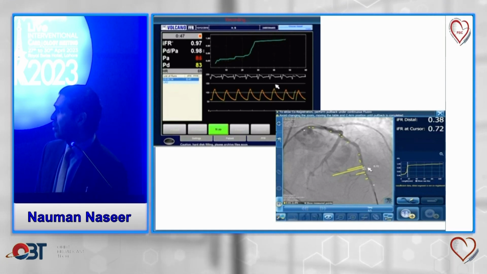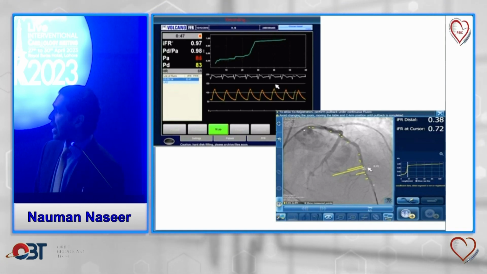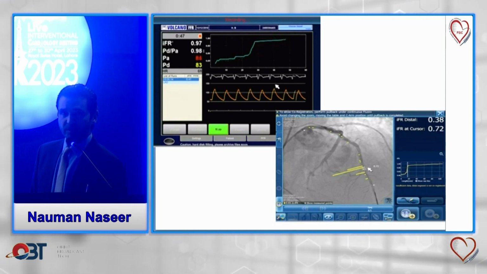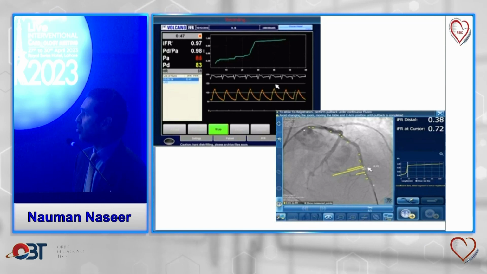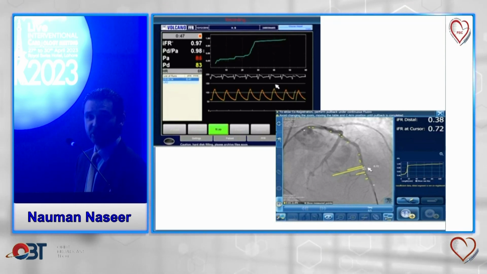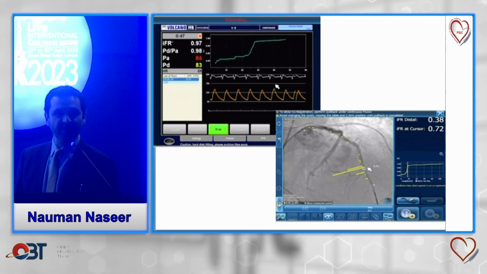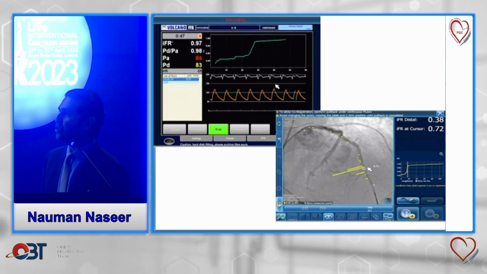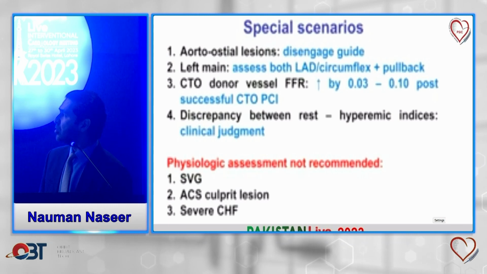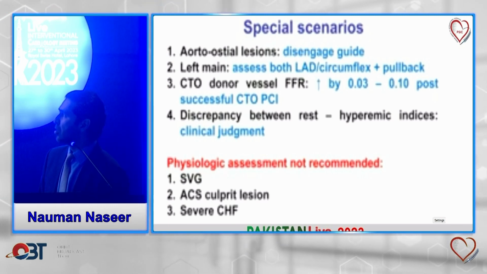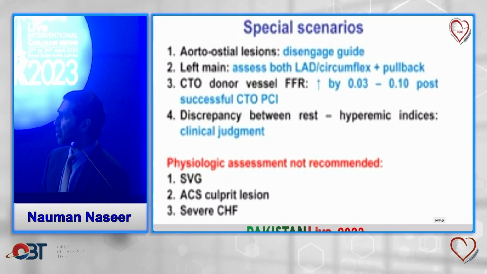Now in the West, and over here also in the cath lab, we will start offering the co-registration system. You do the FFR, and then you can see on the angiogram where the gradients are changing. Where you get the maximum gradient, you stent that area, and especially in diffuse disease, that can be a very helpful feature.